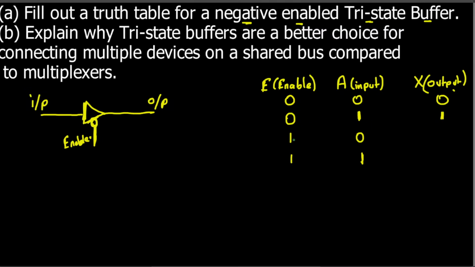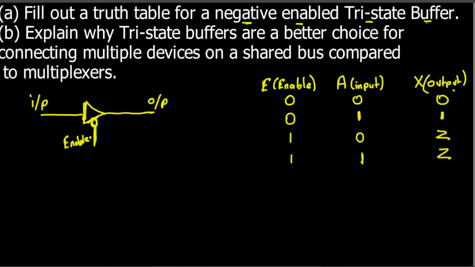Now when the enable is 1, it doesn't matter what you put here, there's going to be a high impedance, so you're going to get Z for it. Whether you put 0 or 1, you will always get Z. So that's the truth table for the negative enabled tri-state buffer.